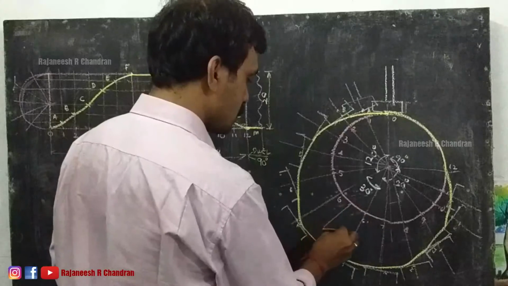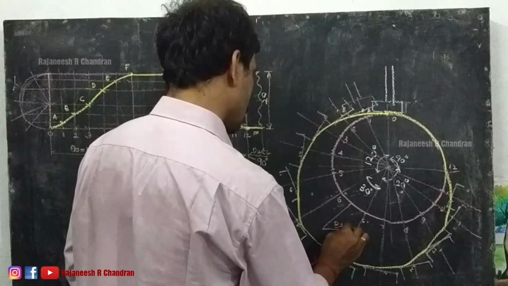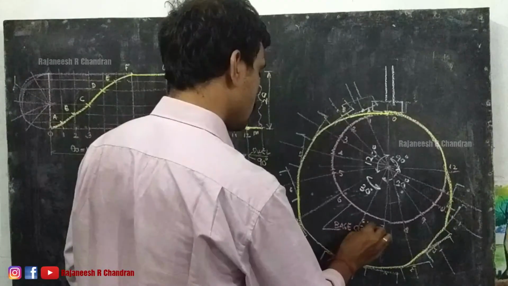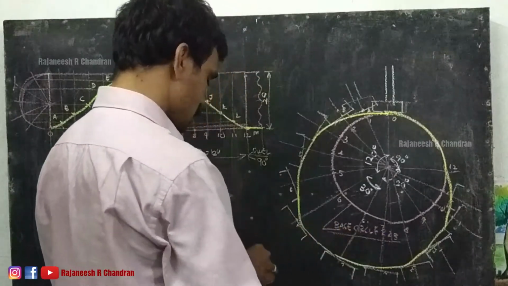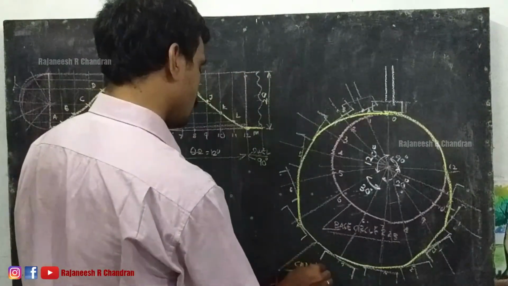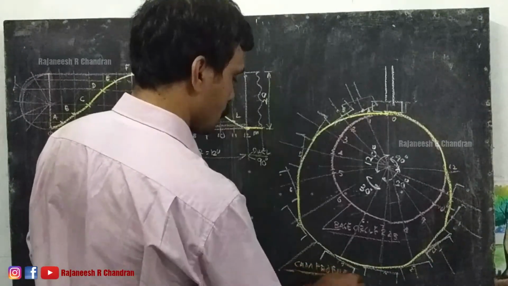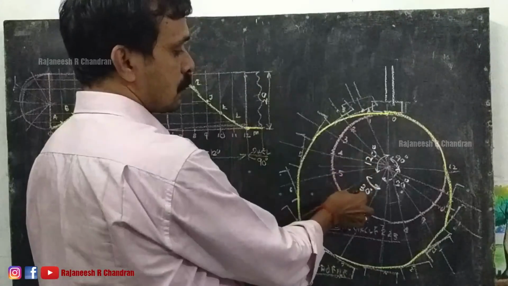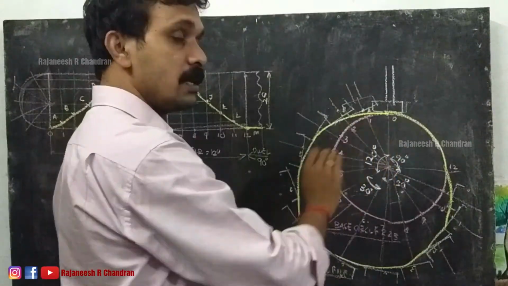Also you have to mark these dimensions. This is the base circle, radius 25, that is to be marked. This is the cam profile, like that you have to mark. The outstroke, dwell, return, and the remaining dwell are already marked.